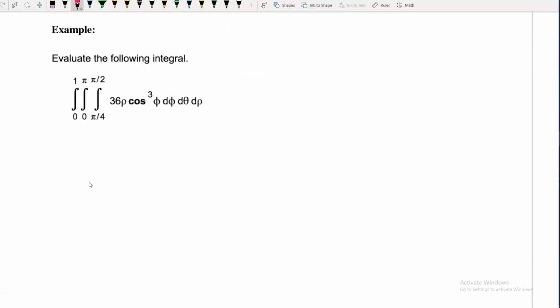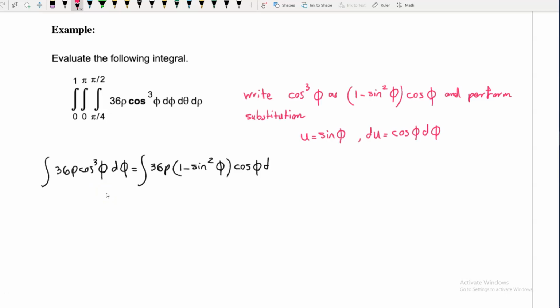Evaluate the following integral. We have the triple integral of 36 rho cosine cubed phi d phi d theta d rho. So here on this part, phi is between pi over 4 and pi over 2. Theta is between 0 and pi, and rho is between 0 and 1. Write cosine cubed phi as 1 minus sine squared phi times cosine phi and perform substitution. So use u equal to sine phi and du equal to cosine phi d phi.